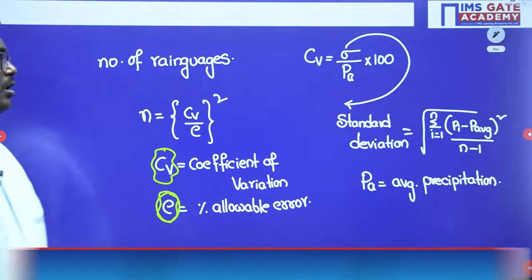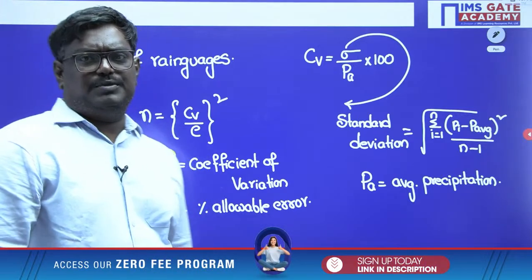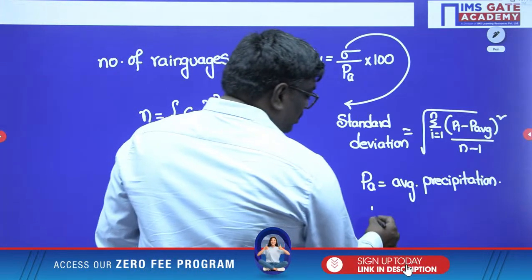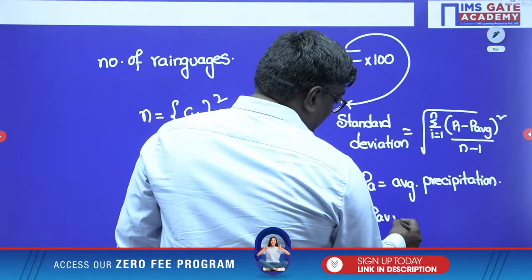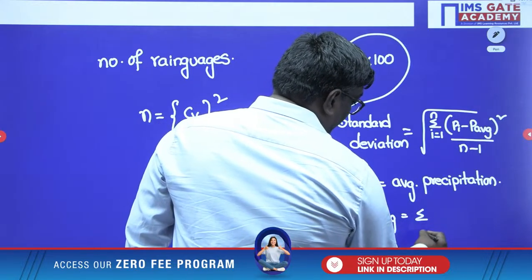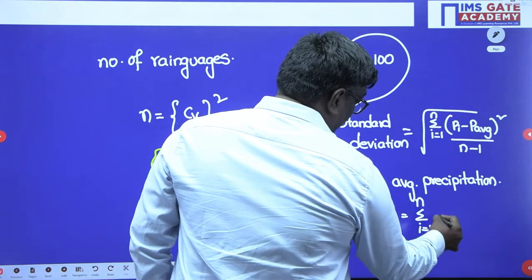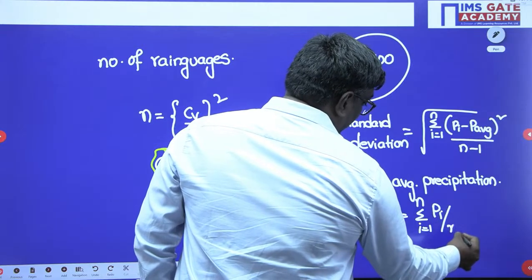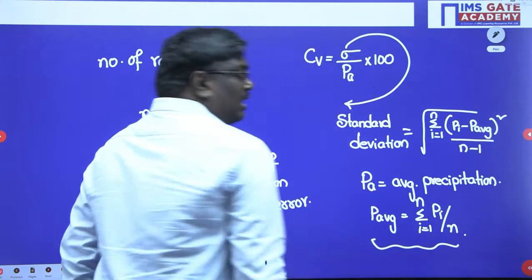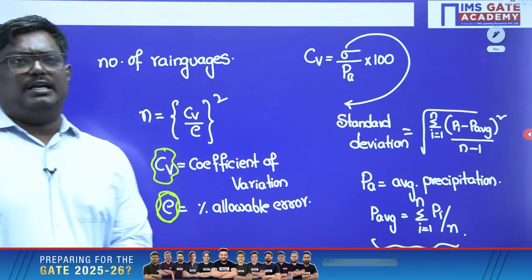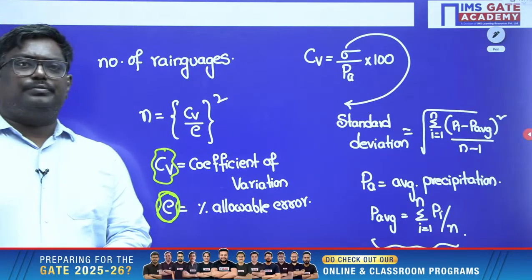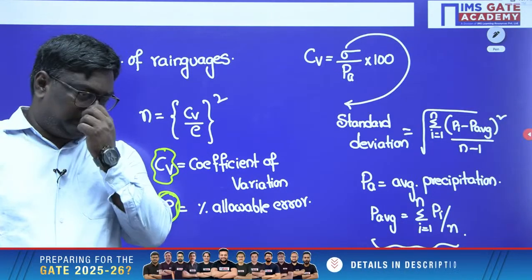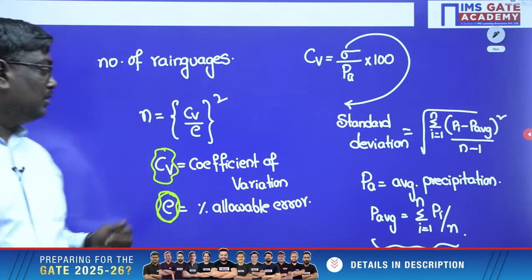Okay. Now, how to find out the average precipitation? I hope you are clear now. Average precipitation is nothing but the summation of the precipitations divided by number of stations. This is nothing but the average precipitation. So, please write down this, students. Clear, sir? Okay.